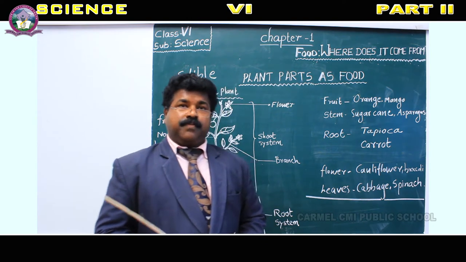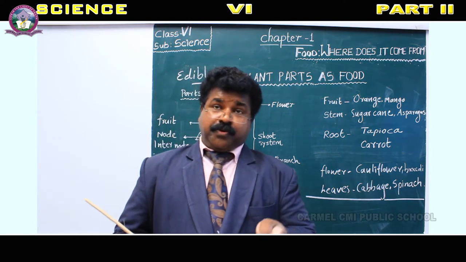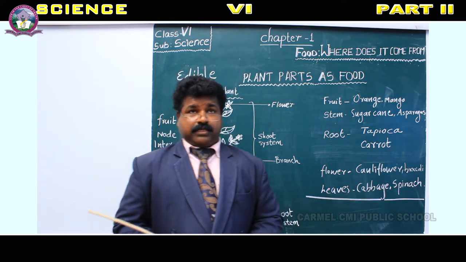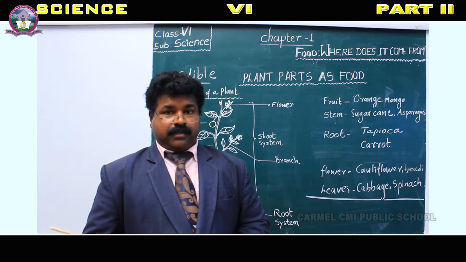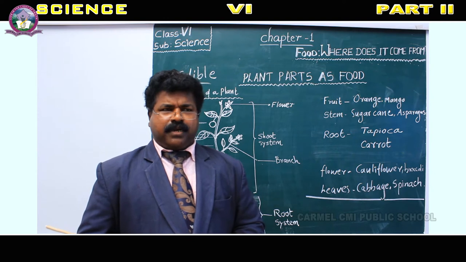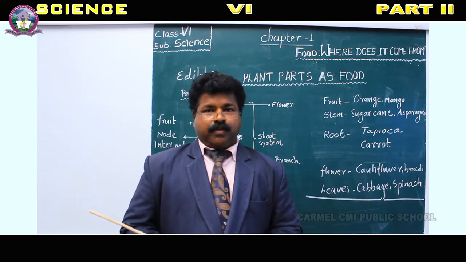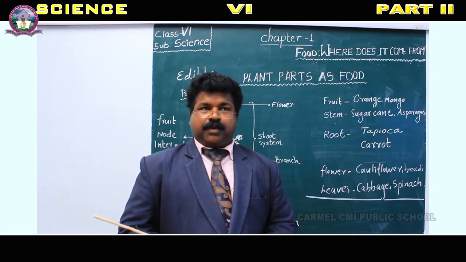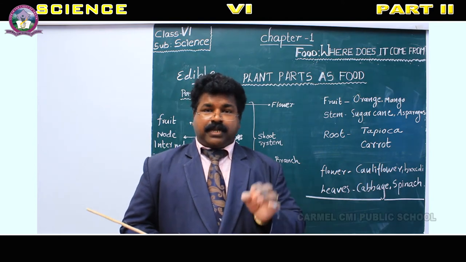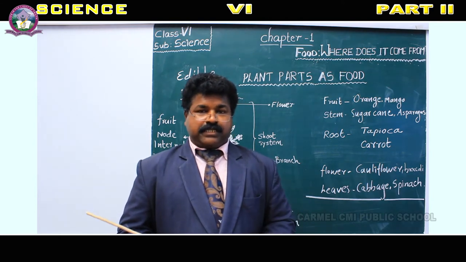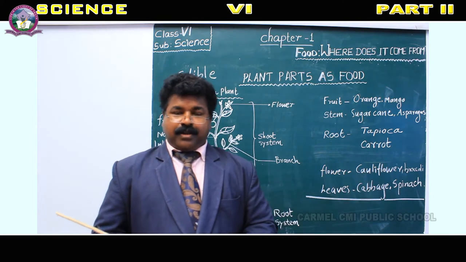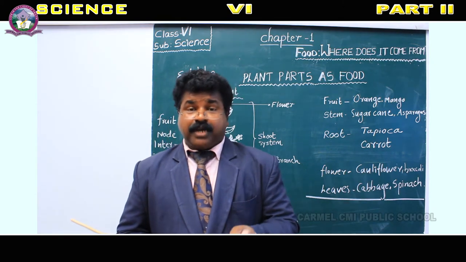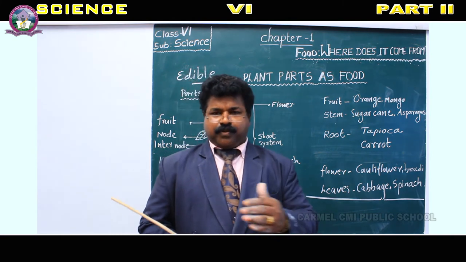And you can observe some plants, the few parts we are able to eat, or few parts we can use as food. For example, in banana plant, you can find the banana fruit we are able to eat. At the same time, inside the banana stem there is a swollen portion that can be used for making curry, or we can even make juice with that. Okay, so some of the parts.